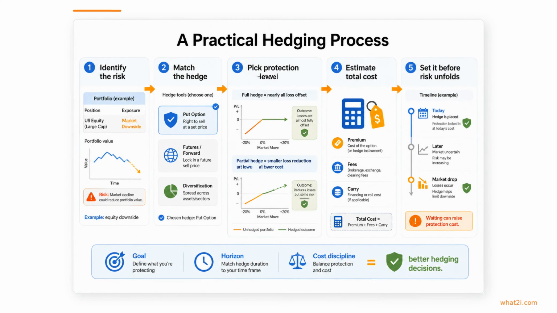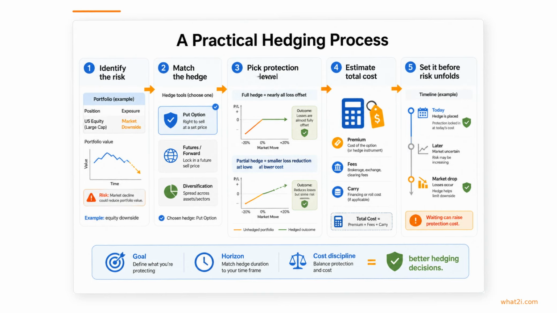A practical hedging process begins by identifying the exact risk you want to control. That might be broad equity downside, commodity price exposure, interest rate sensitivity, or something more specific. Then choose a hedge instrument that actually matches that risk as closely as possible. After that, decide whether you want full protection or only partial protection, because full hedges cost more and may reduce more upside. Before putting anything on, estimate the total cost, including premiums, spreads, and any carrying expenses.